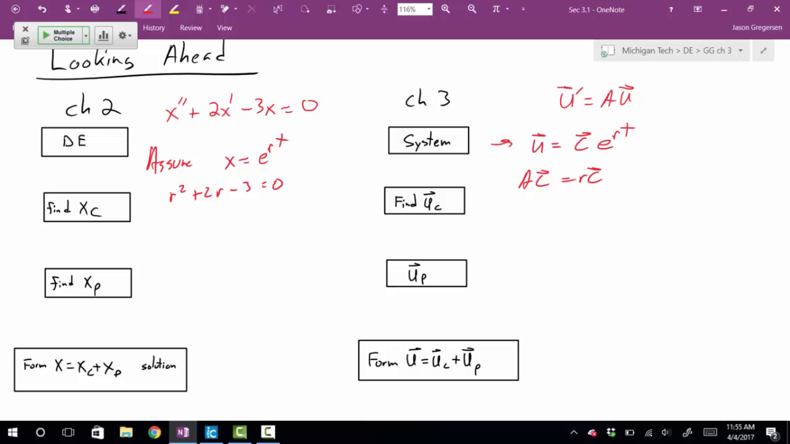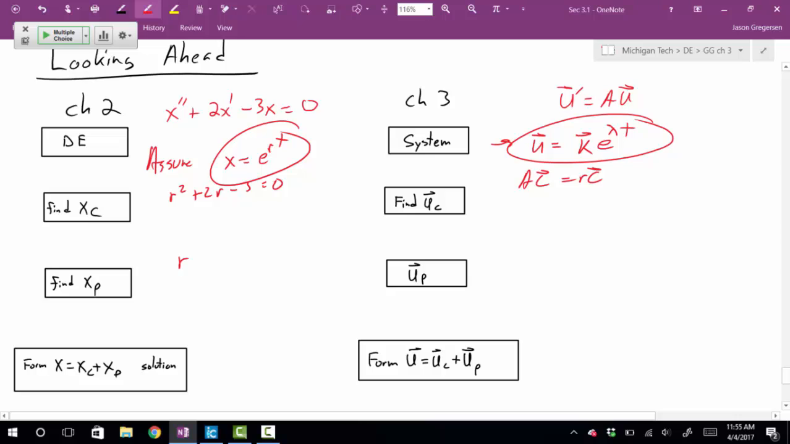So we're going to make this assumption. It's going to generate this equation. In the end, we're going to find out that r is going to be the eigenvalues of the matrix. We're going to find that this guy is going to be the eigenvectors of the matrix. That's how we're going to find our parameters. We assume this guy. We find the right parameters to form our solution.